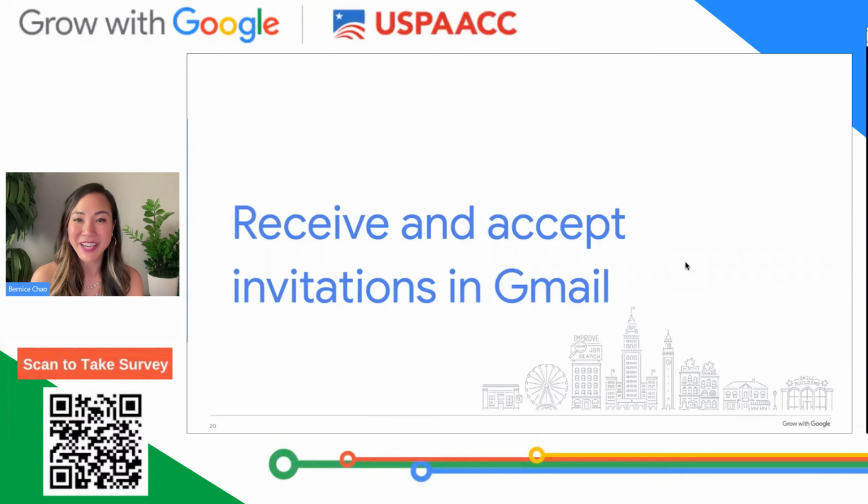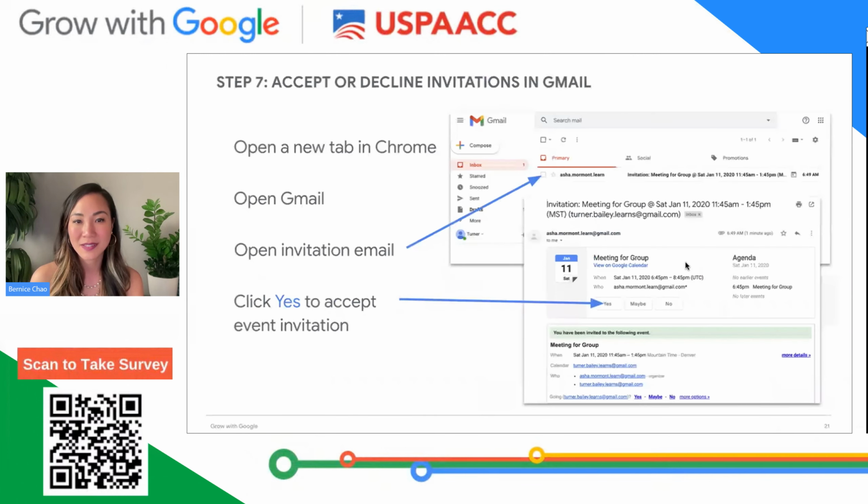Now that we have created a new calendar and created a new event, let's walk through how to receive and accept invitations in Gmail. In a new window or tab, open Gmail to see your inbox. You may have invitations from your team members from earlier in this activity. Open one of these invitations. Now you can choose to accept or decline the invitation.